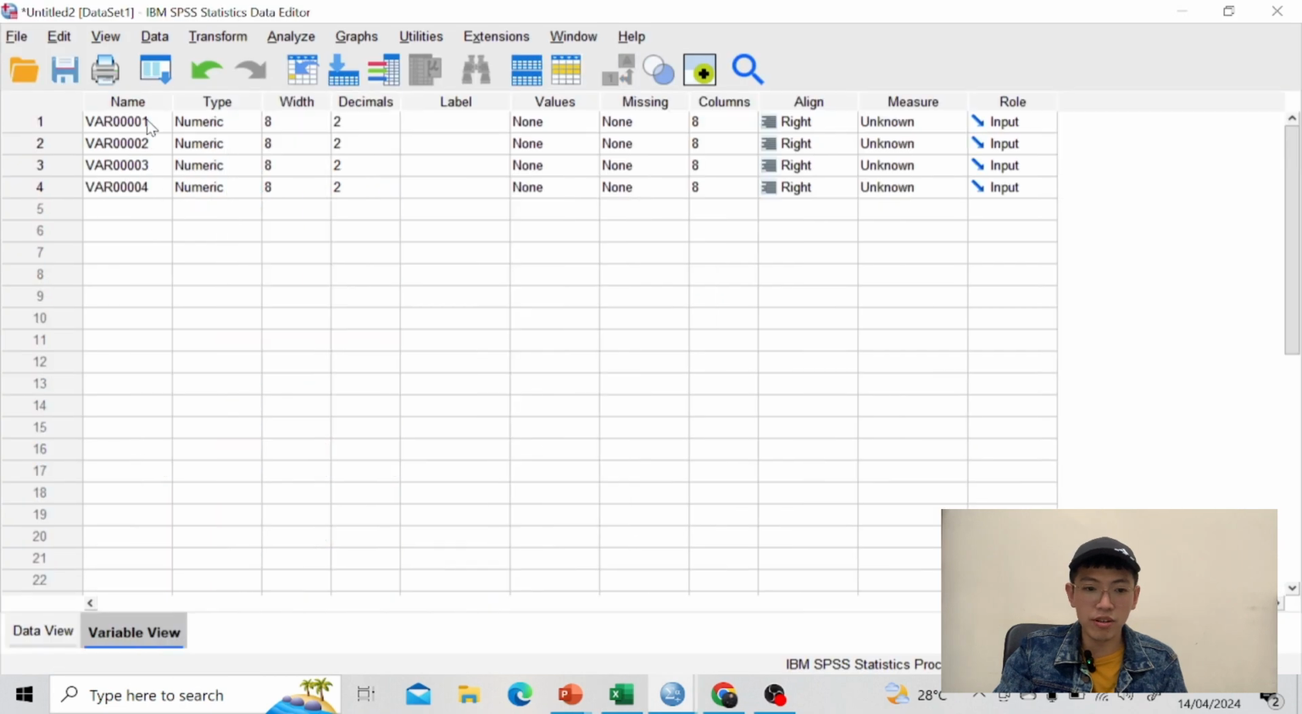We give the name first. This is the x1 average, x2 average, x3 average, and also y1 average. In the label, we can put this is x1, x2, x3, and y1. Just put the measurement scale here.